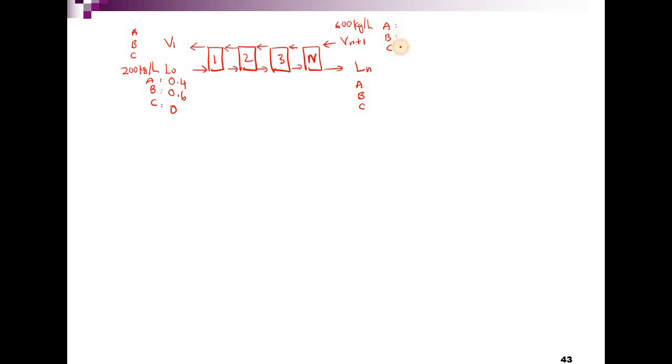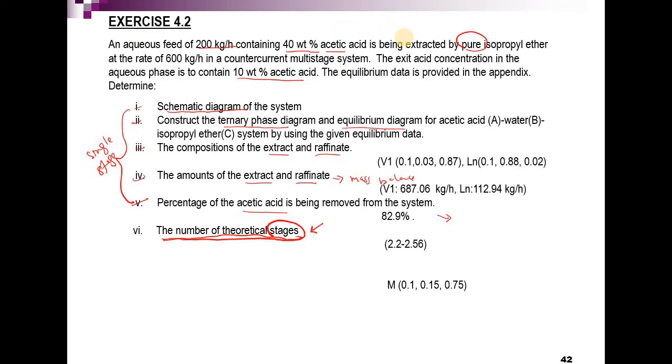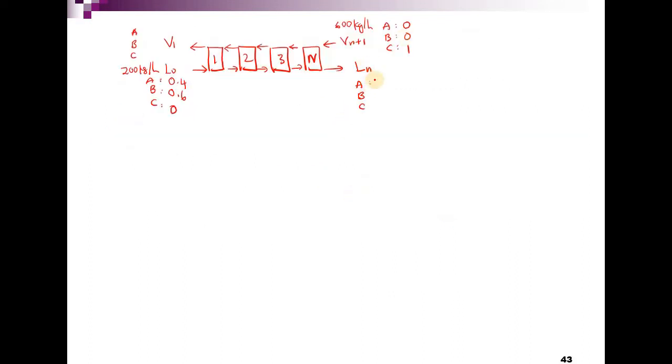When the solvent is pure, it means A is 0, B is 0, C is 1. So pure means it only has one component. We call it component C. The acid concentration is to contain 10 weight % of acetic acid, which means at the raffinate, the composition of the acetic acid is 0.1. B we don't know, C we don't know, and this one we also do not know. So this is what we want to calculate later.